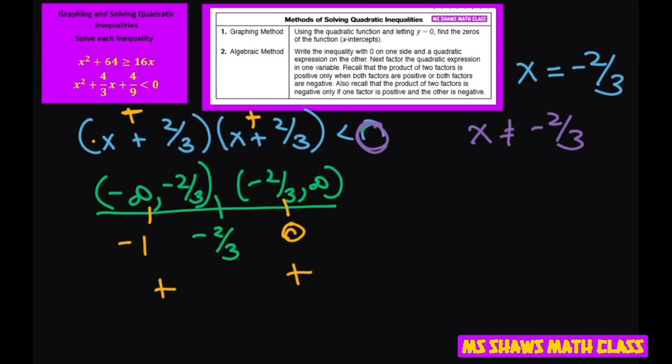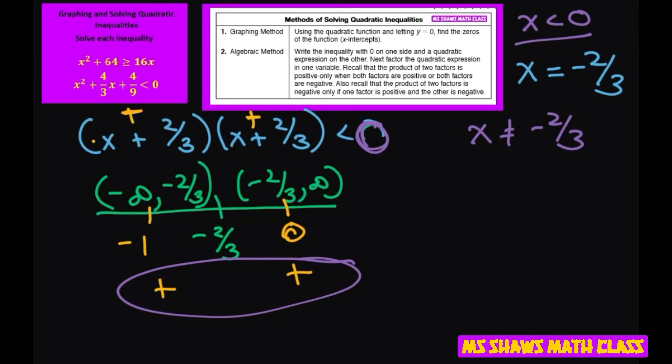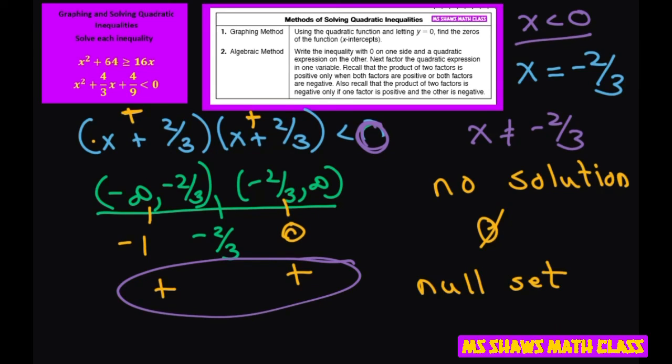We want this to be negative. X less than 0 means negative. Both of these are positive. We don't have negative. So this one you would write no solution, or empty set, or you can write the null set. You write solutions if you want as well.